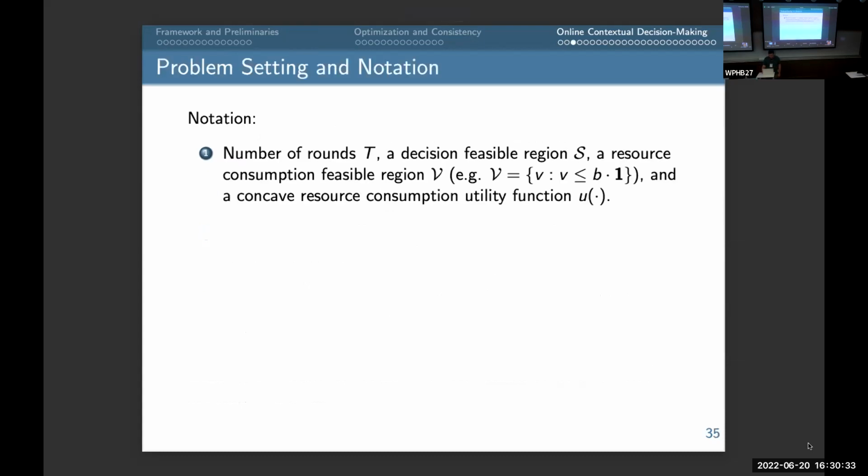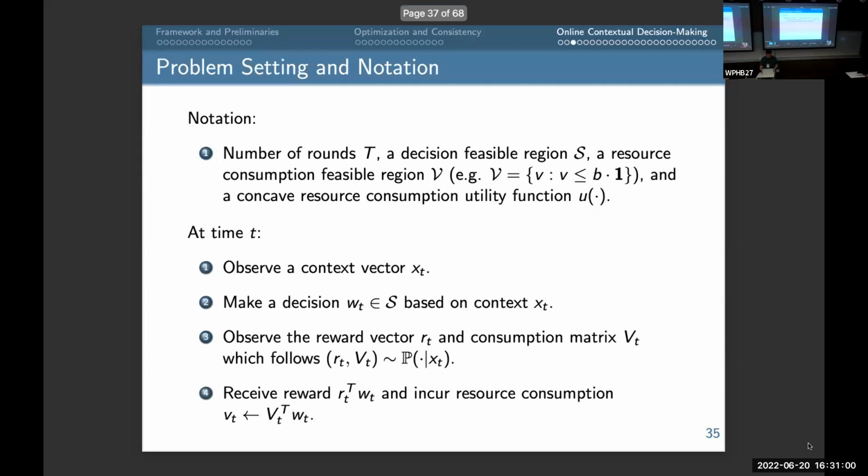Okay, so formally we consider this sort of problem setting. We have an online problem with T different rounds, or a time horizon of capital T. There is still a feasible region S, here I call it script S to be consistent with the notation, for our decision variable w. Now there's also a resource consumption feasible region, script V, and a concave resource consumption utility function U. At time t, we first observe a context vector x_t. We then make a decision w_t in S based on this context.